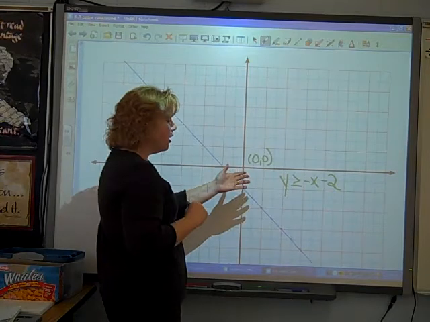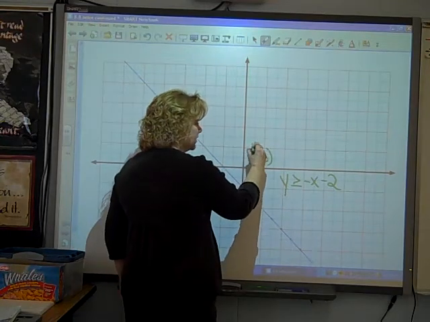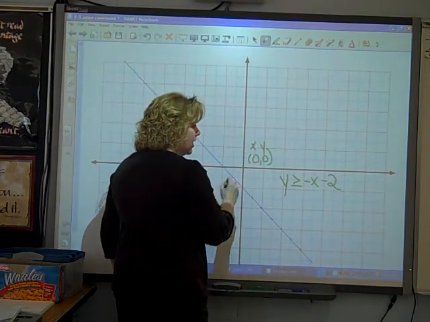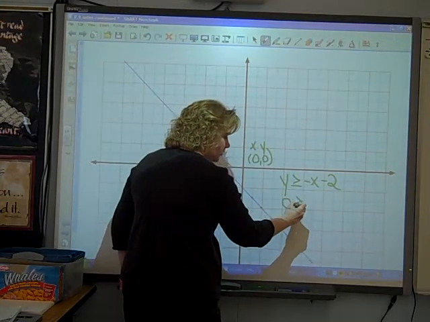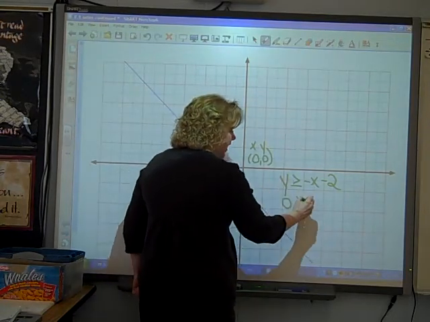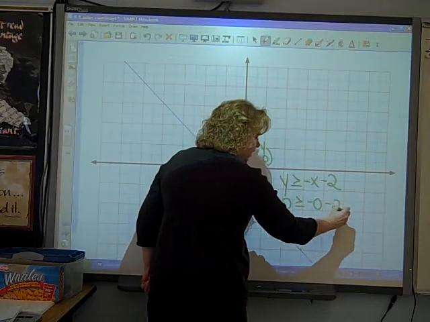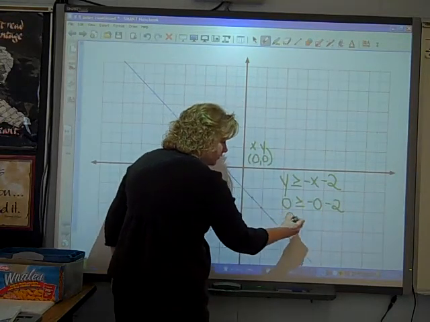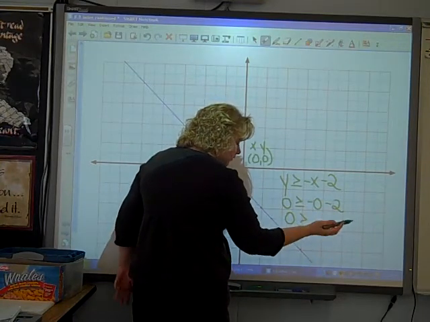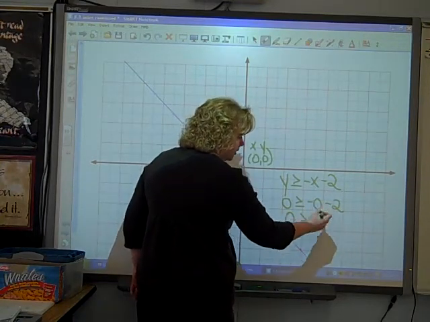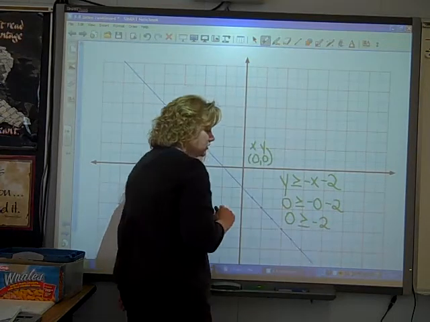Yep. Okay, so all I'm doing here is, remember, this is my x value, this is my y value. I'm plugging them in. So y is 0, greater than or equal to, my x is 0. And I'm simply solving. So I get 0 is greater than or equal to negative 1 times 0, which is 0, and 0 minus 2 is negative 2.